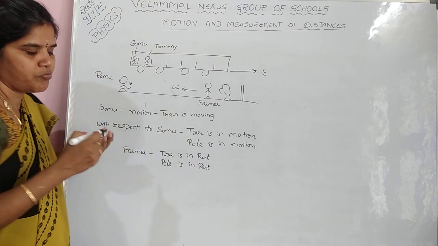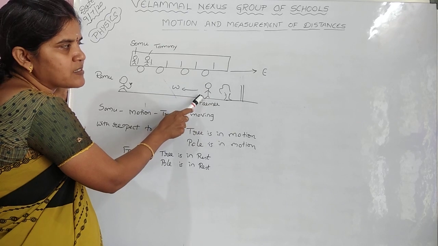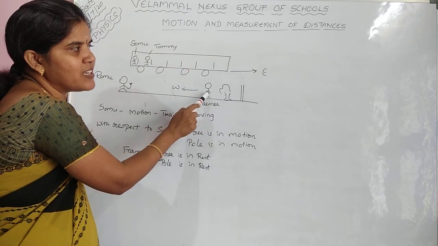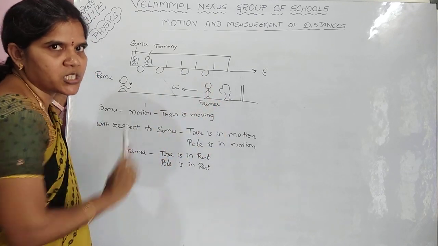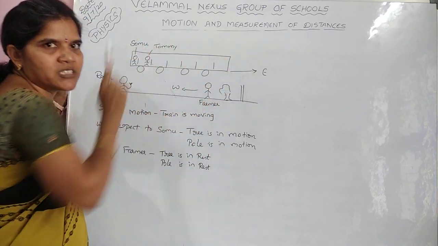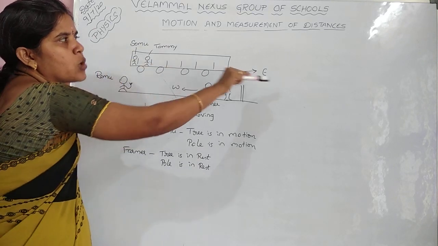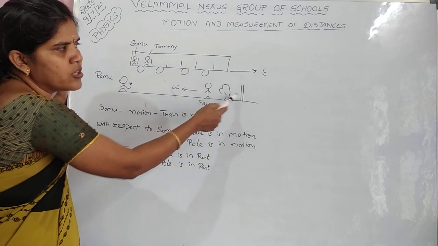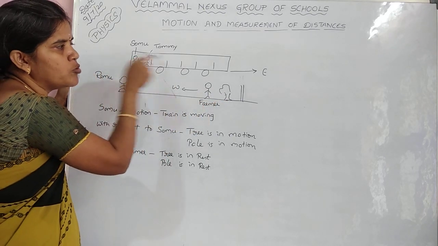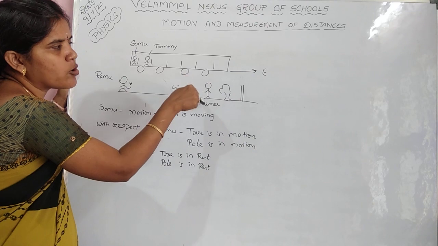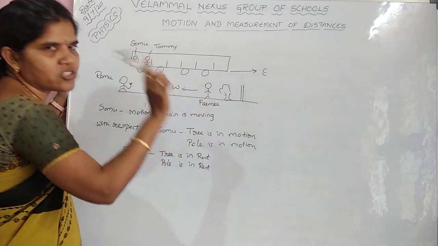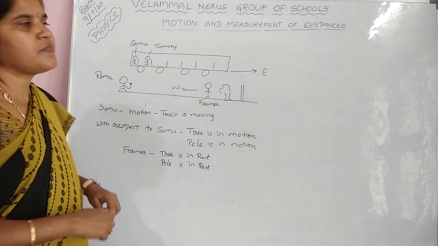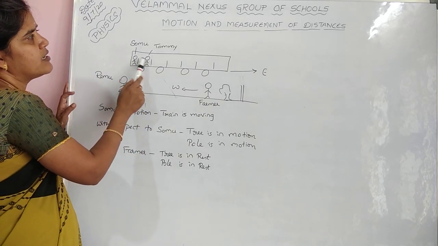I repeat, children. This person is observing the tree and pole and standing over there. He feels that the tree is in rest position, the pole is in rest position. But as the train is moving towards east and Somu is also moving along with the train, he observes that the tree and pole are moving in the west. According to Somu, the tree and pole are in motion. According to the farmer, the tree and pole are in rest position. Is it clear, children? Now, we'll talk about Tommy and Somu.